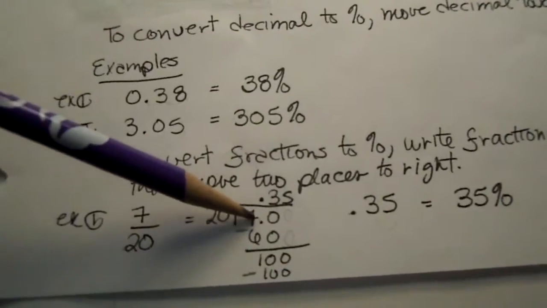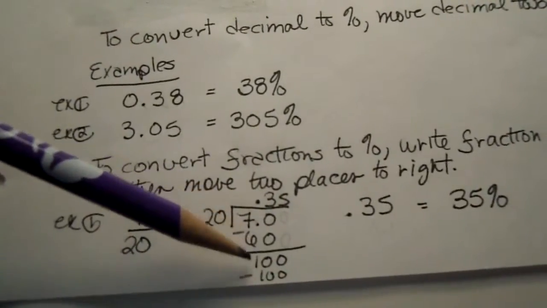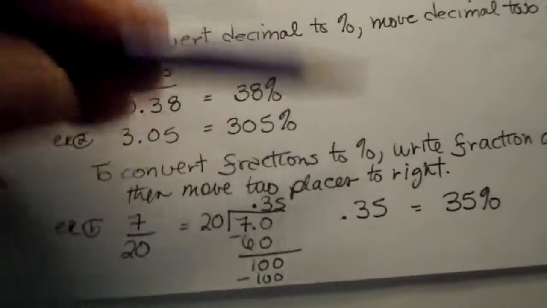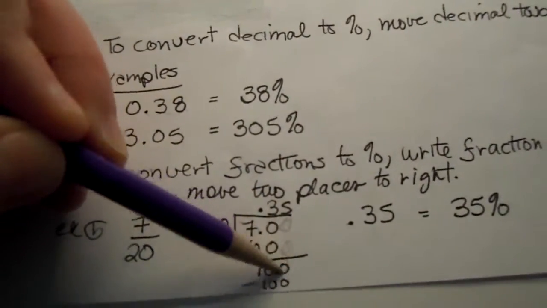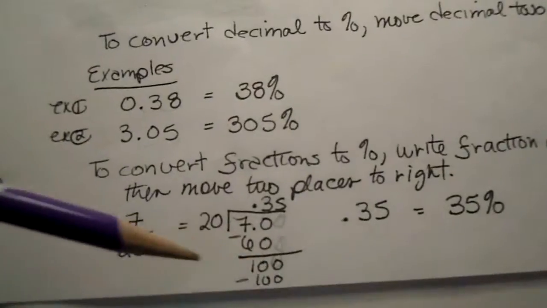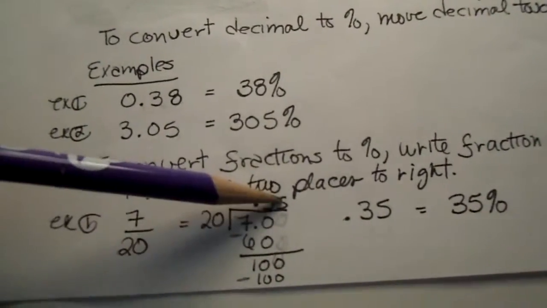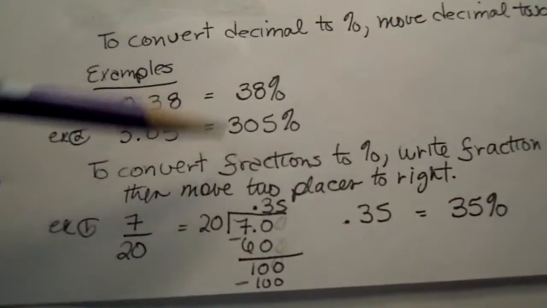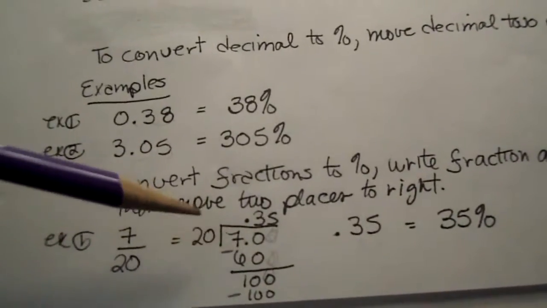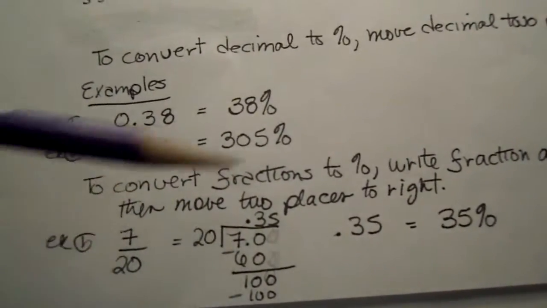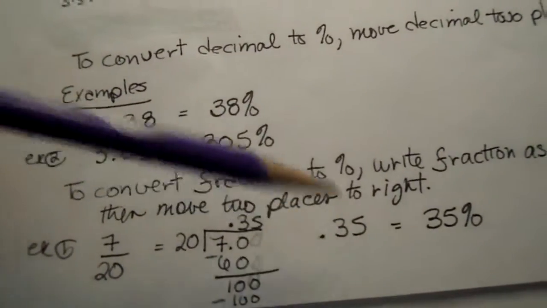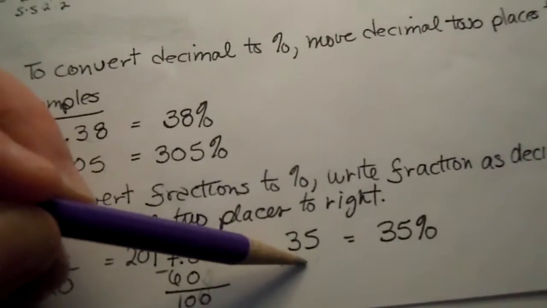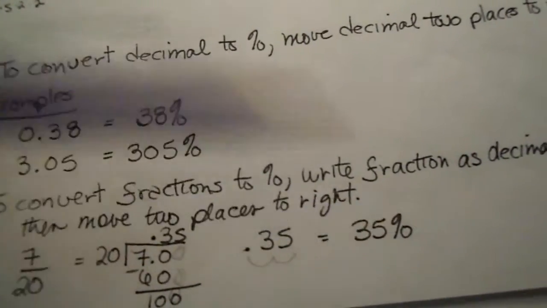I subtract, and 7 minus 6 is 1, and there's a 0, so I have 10. I'm going to put a 0 here and go ahead and drop it down. So I have 100, and 20 goes into 100 5 times. 5 times 20 is 100, so when I subtract those I get 0. So when I divide 20 into 7, I'm left with 0.35. But I wanted the percent, so I'm going to move that 2 places to the right and add a percent sign.